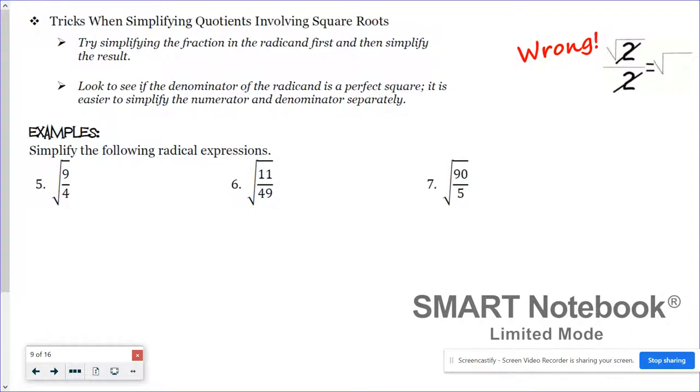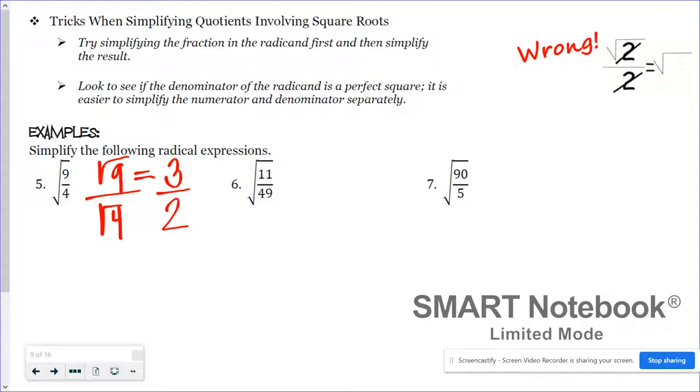Looking at number 5, I see the square root of 9 over 4. And it's like, oh, so square root of 9 over square root of 4. Those are both perfect squares. Excellent. This one's easy. The square root of 9 is 3. The square root of 4 is 2. And look at that. I'm already done. No square roots on the bottom. That's the way we like it.